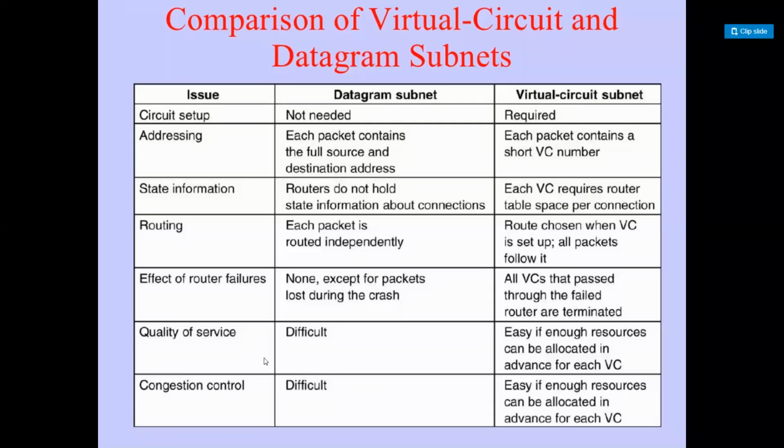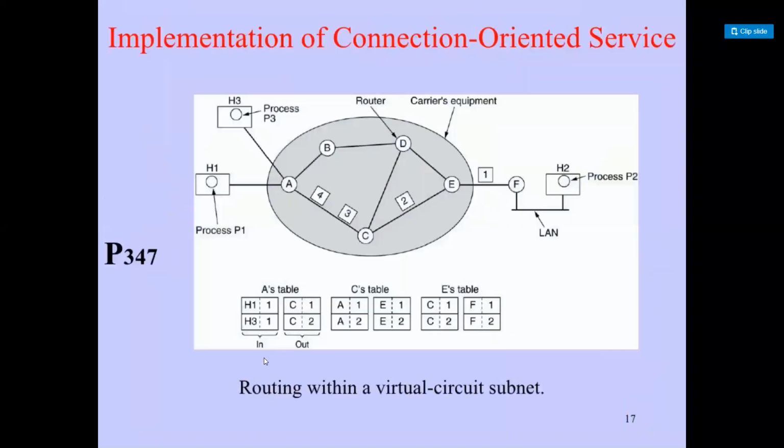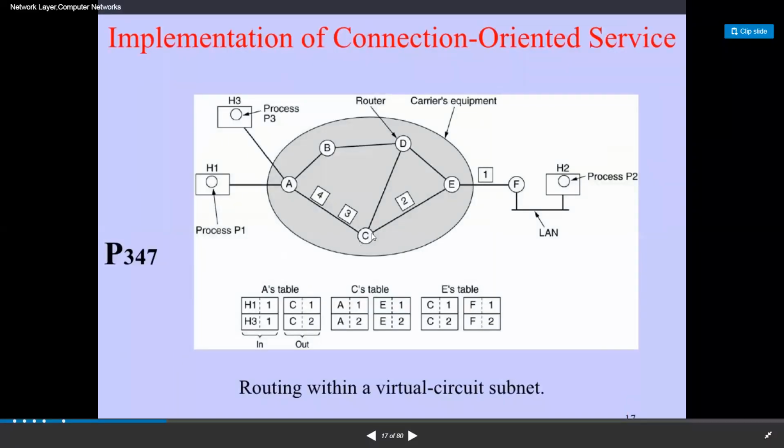Coming to the virtual circuit, each virtual circuit requires router table space per connection. Here, each router knows. Why? Because in the previous slide we have seen, here, this is router C. The packet passes through router C. It knows which destination the packet goes to, the final destination. Why?